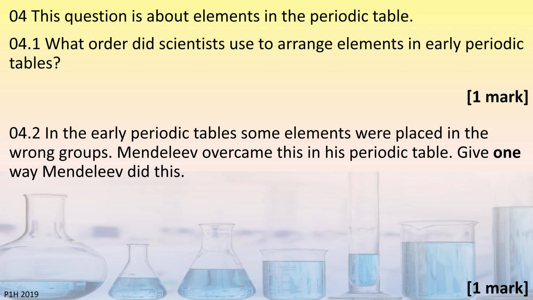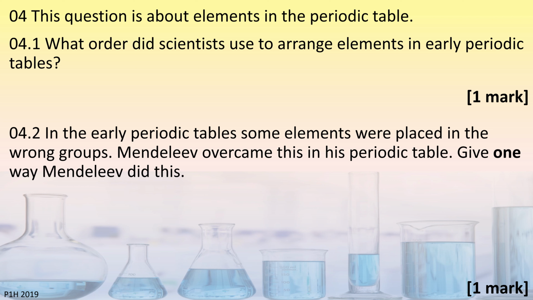So 4.1 asks, what order did scientists use to arrange elements in the early periodic tables? And 4.2, in the early periodic tables, some elements were placed in the wrong groups. Mendeleev overcame this in his periodic table. Give one way Mendeleev did this.